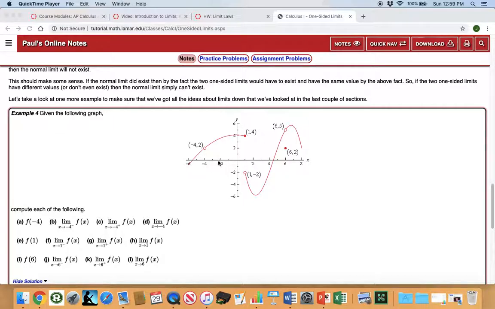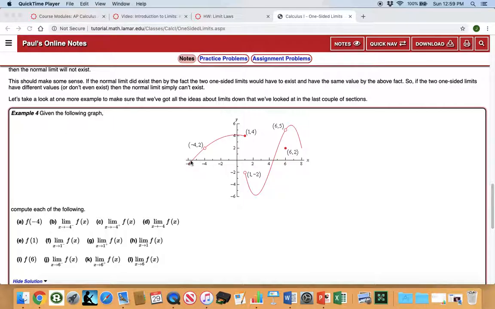Because you can see that there are some issues at all three. So let's start with -4, and we'll go in order here and answer the questions. First, you can see the function is undefined at -4. See that there's a hole there. So we don't know what y is when x is -4, because there's a hole.